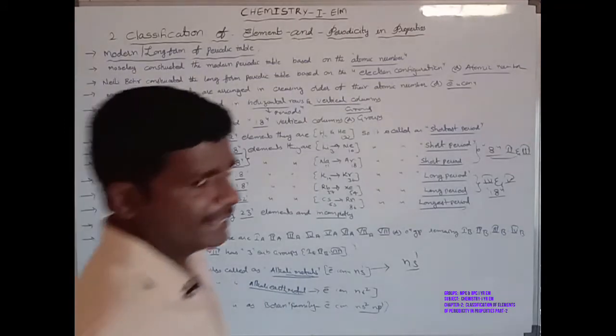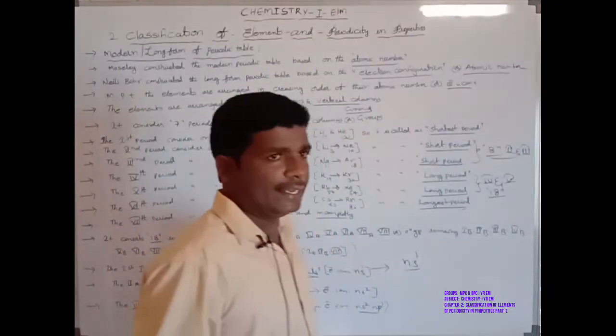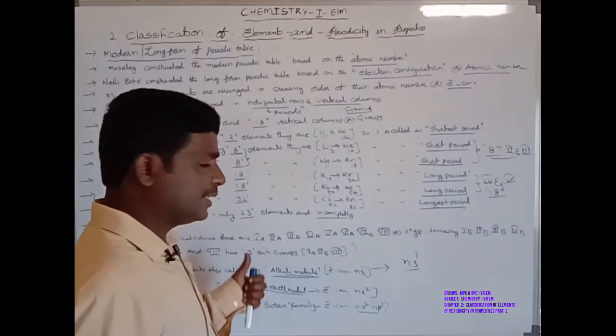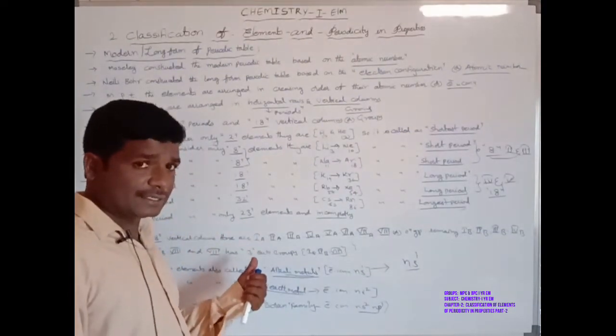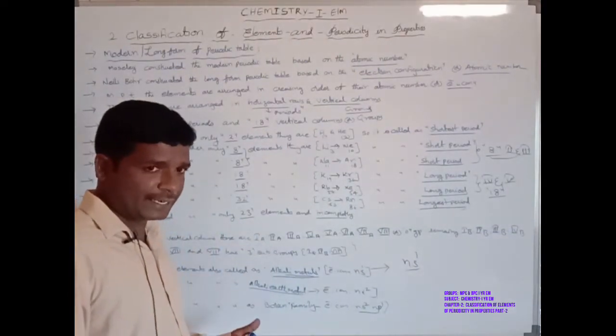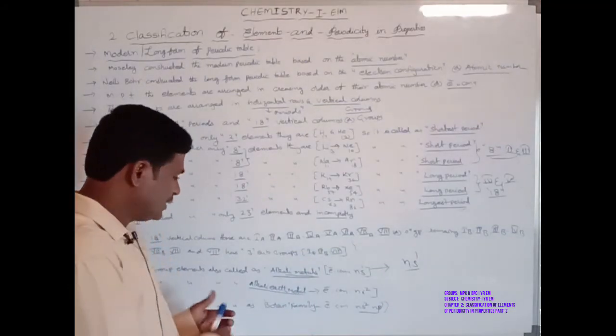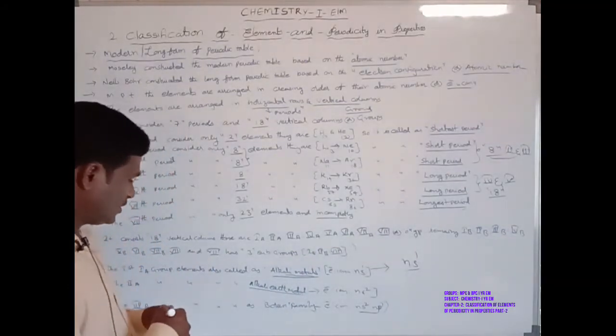In the modern periodic table, a total of 7 periods are present. The remaining 18 vertical columns make up the modern or long form of the periodic table, and these are also called groups. That is the first point.